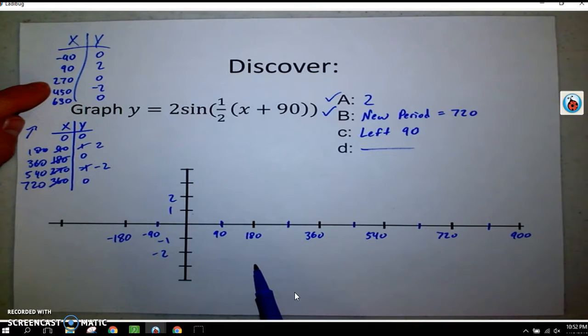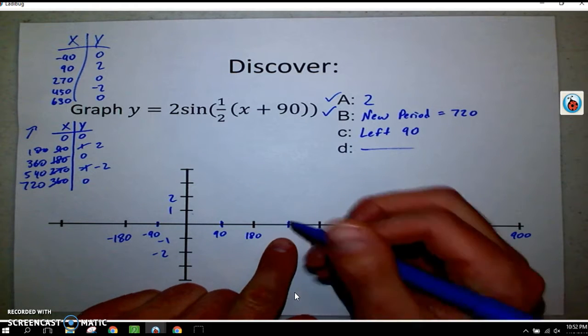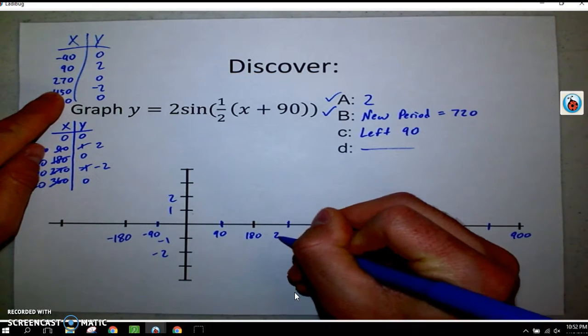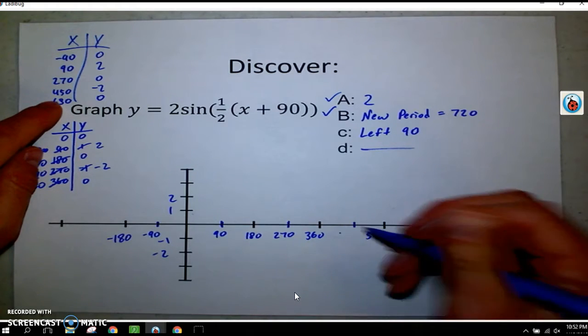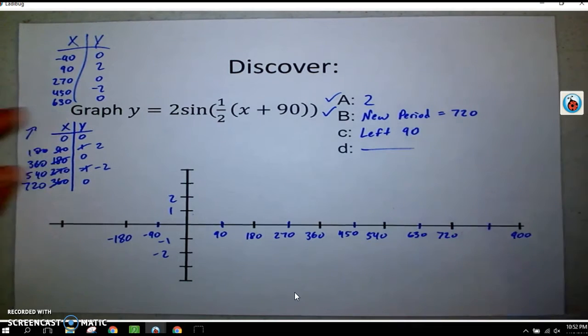And did I have a mistake right there? No, we're good. And then the next one I need is 270 here. And then I need 450 and 630. All right, we're good. Sorry about that.